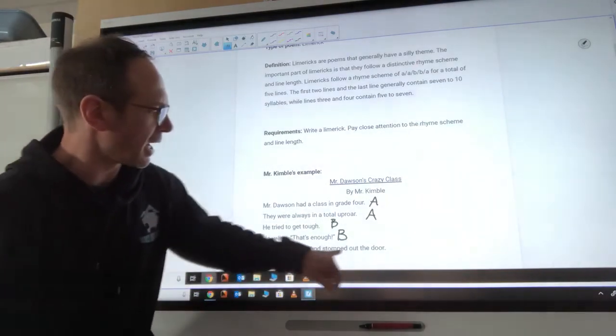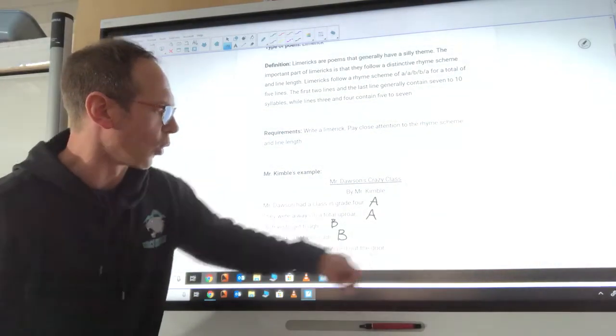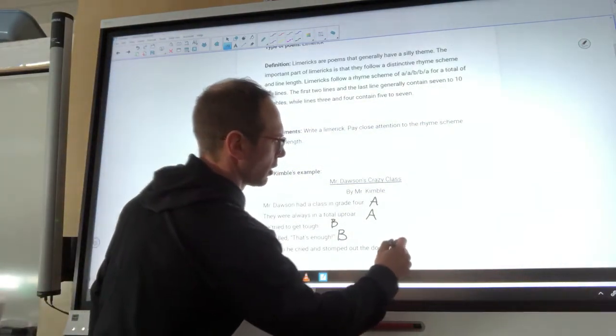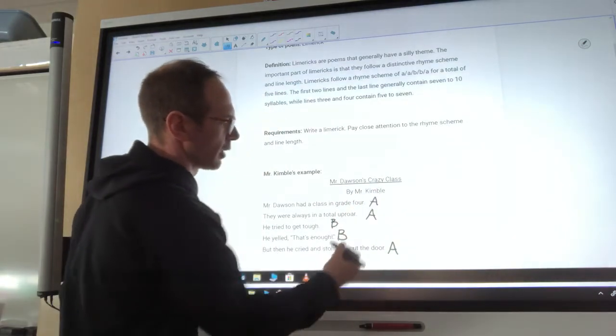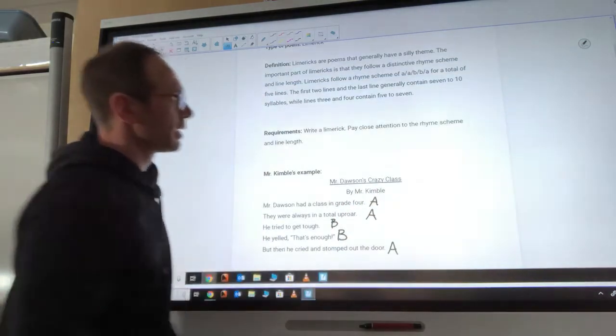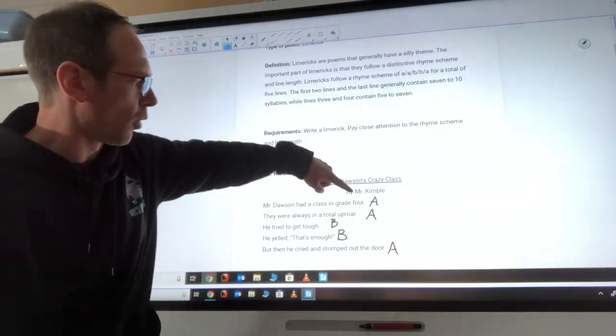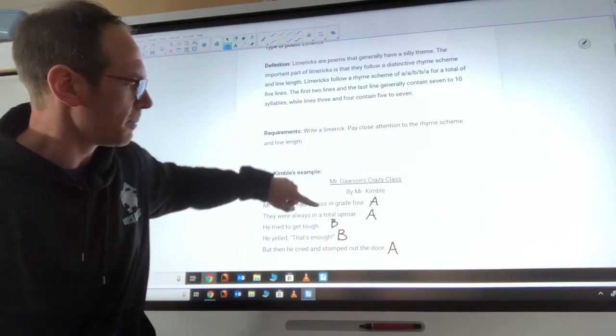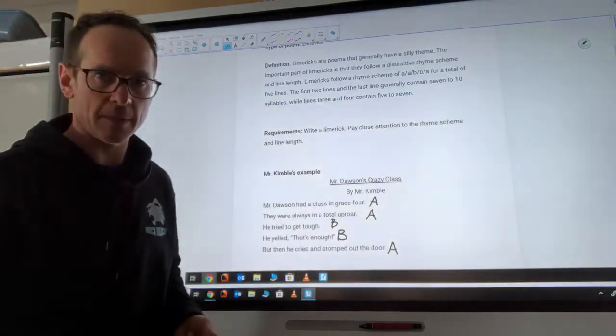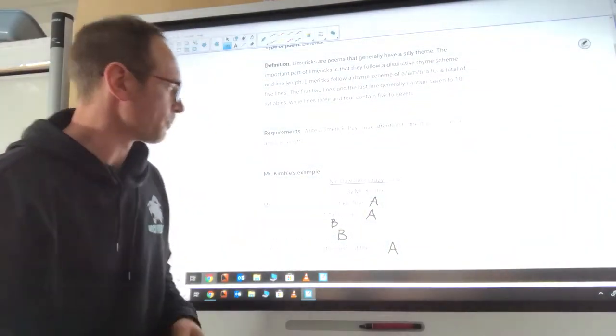Now, the last line ends with the word door. Door rhymes with uproar and for. So it goes with the A's. So your poem needs to have an A, B, B, A rhyme scheme for it to be a limerick.